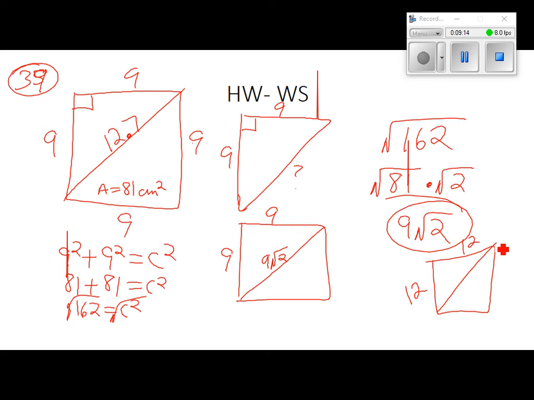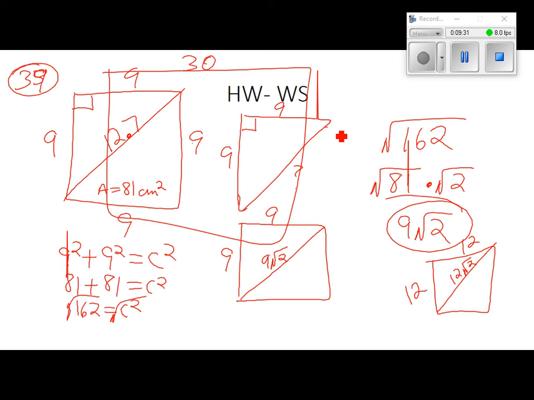That's one of the patterns. It's sort of like the families, where you can just pick up on the patterns. That diagonal's got to be 12 times the square root of 2. If I told you this room is a square, 30 feet by 30 feet, how long is it from that corner to that corner? 30 times the square root of 2.